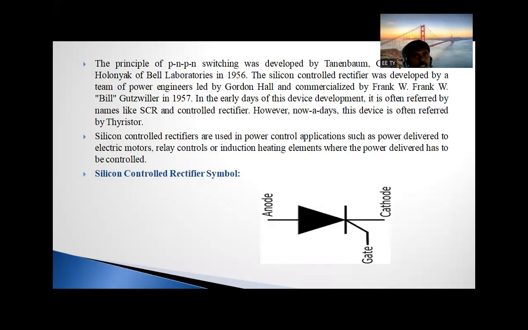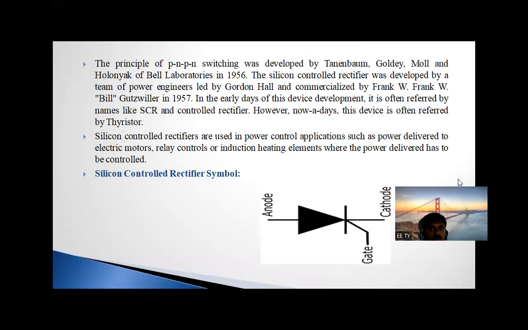The principle of PN switching was developed by Tannenbaum, Goldie, Moll and Holland of Bell Laboratories in 1956. The silicon control rectifier was developed by a team of power engineers led by Gordon Hall and commercialized by Frank W. Bill Gutzwiller in 1957. In the early days of this device, it was often referred to by names like SCR and control rectifiers. However, nowadays this device is often referred to as a thyristor.